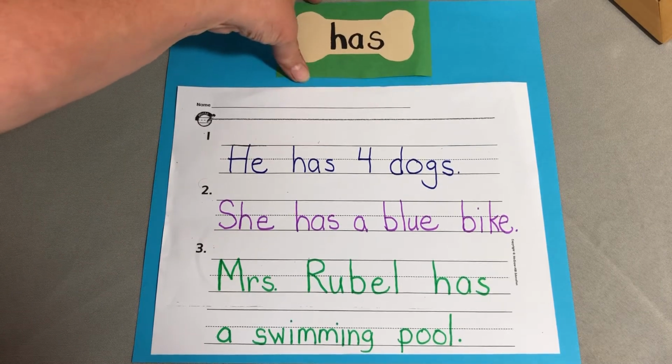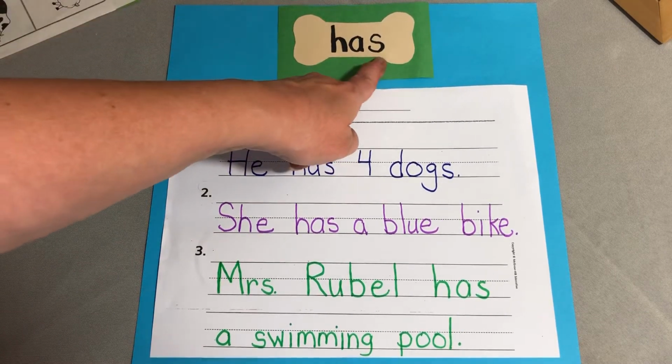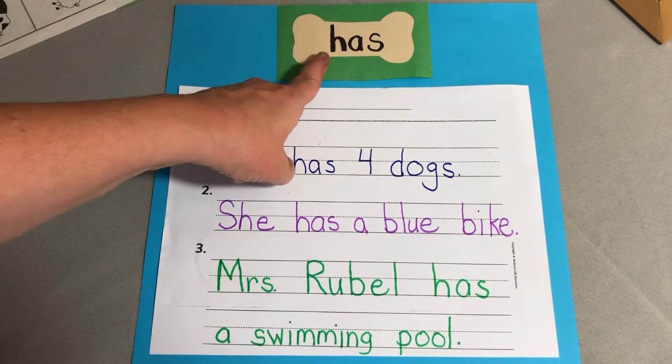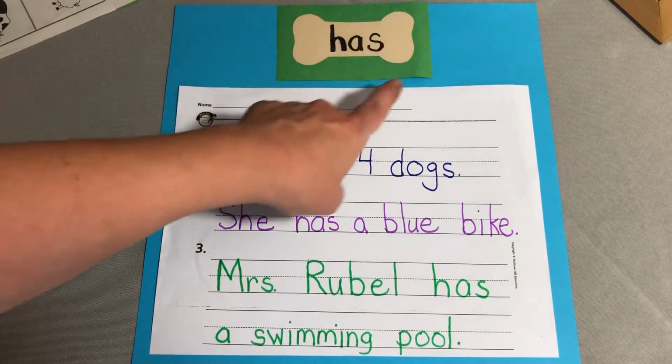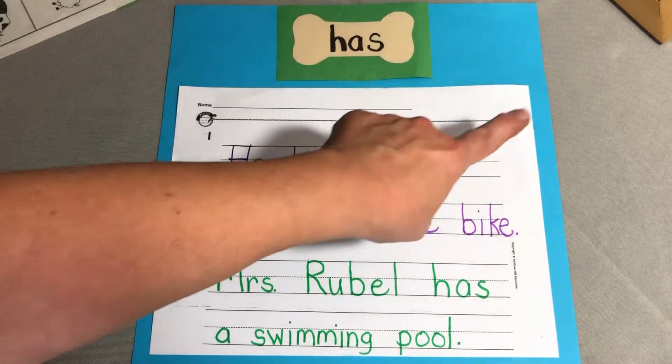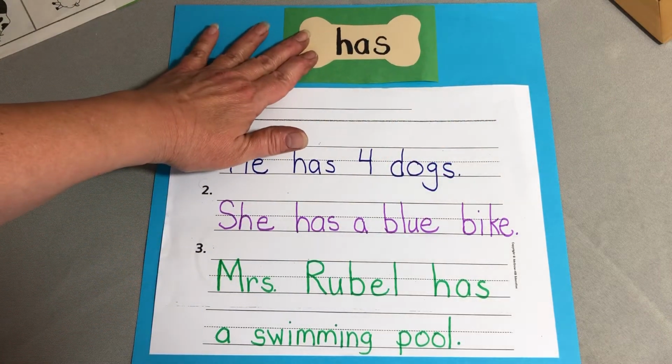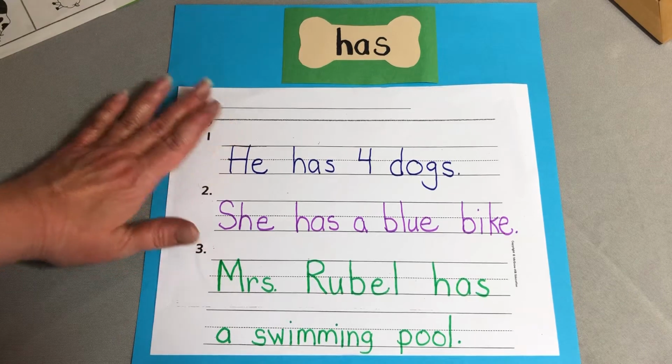Today we're going to look at some sentences that have the word has in it. I've written some sentences here, and I'm going to have you look for this word. This word has 3 letters, H-A-S. Let's write those in the air while we say the word, H-A-S. And H has the same sound as in hot, that H sound.